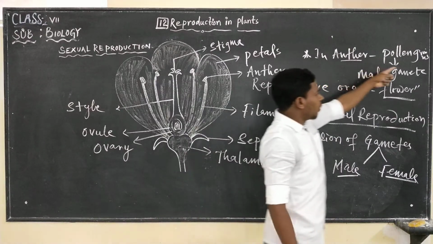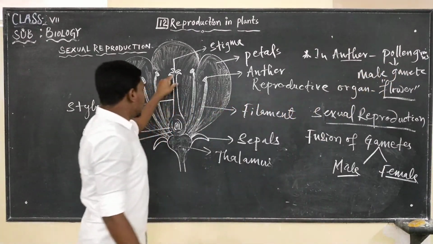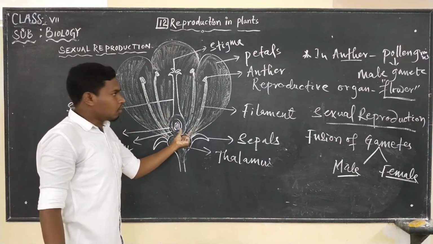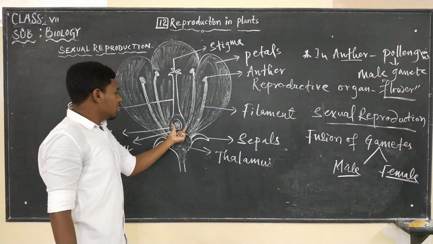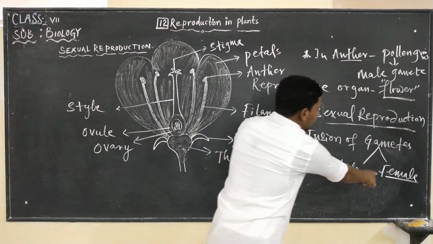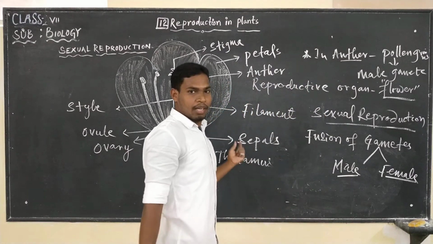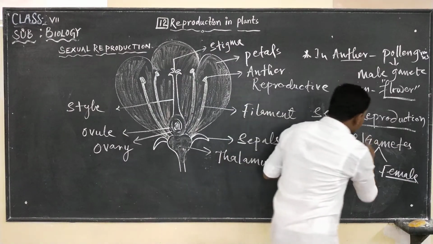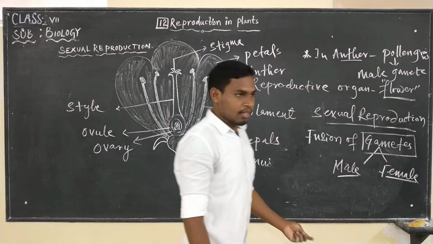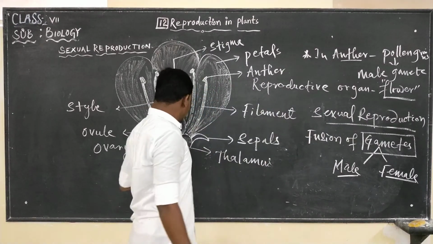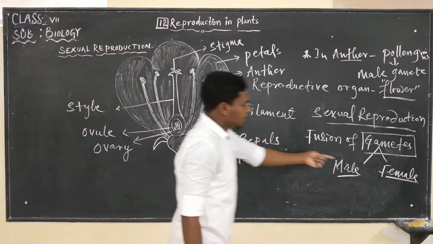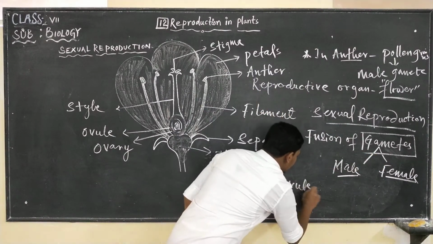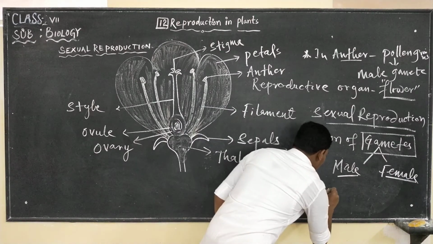In the female reproductive part, inside the ovary we have ovule. These ovules are going to produce the female reproductive cell, or female gamete. Gamete means reproductive cell. So this ovule is going to produce the female gamete.